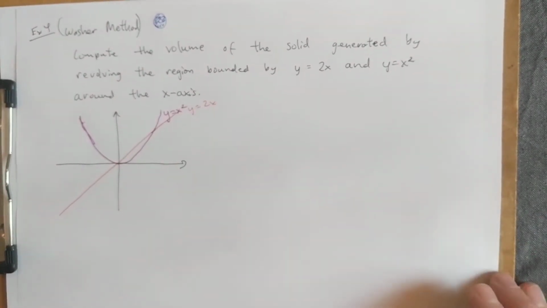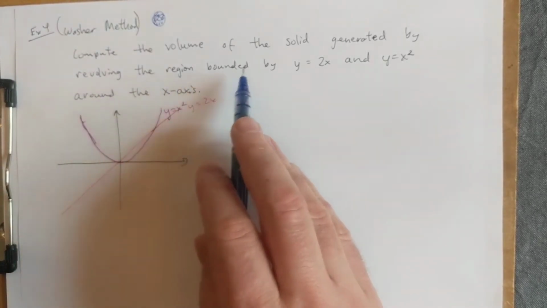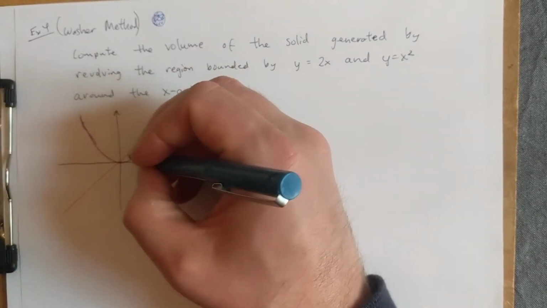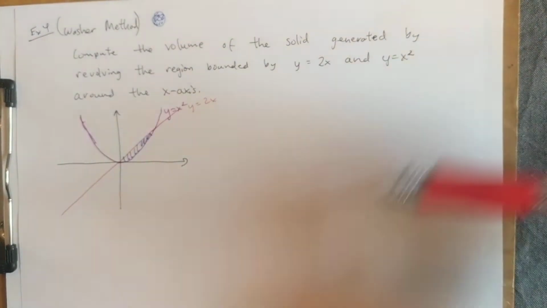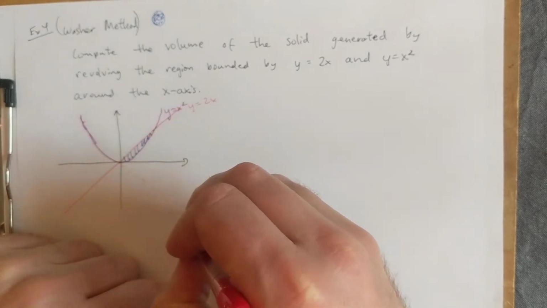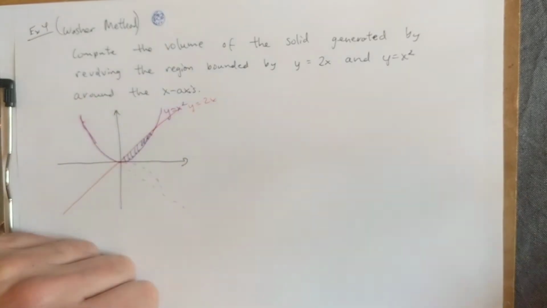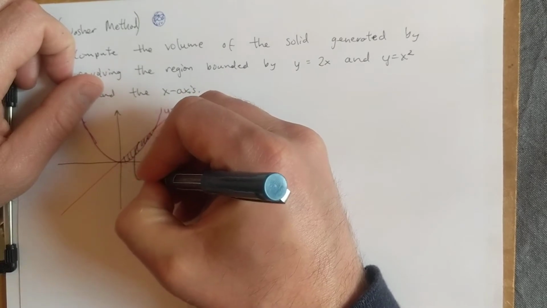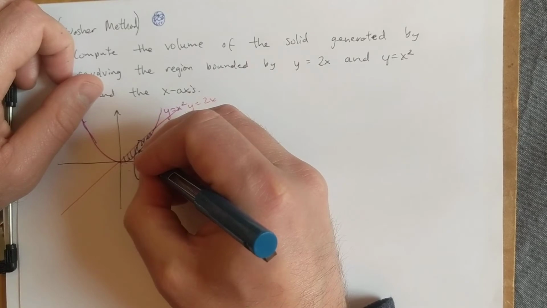Okay, so let's think about what this means. We're revolving the region bounded by y equals 2x and y equals x squared around the x-axis. And so that's this region here. When we revolve this around, this red line is going to land on this red line, and there's going to be a purple thing over here. Our cross section, though, is going to be some circle with a hole in it, right?